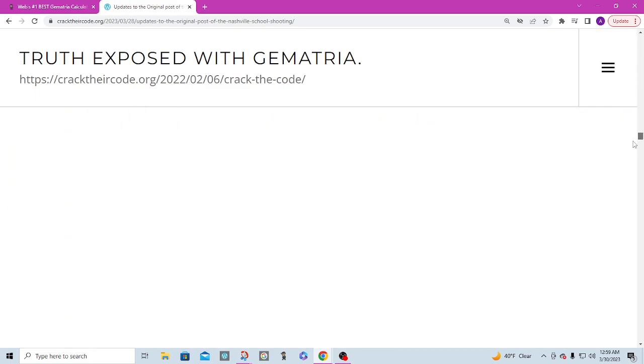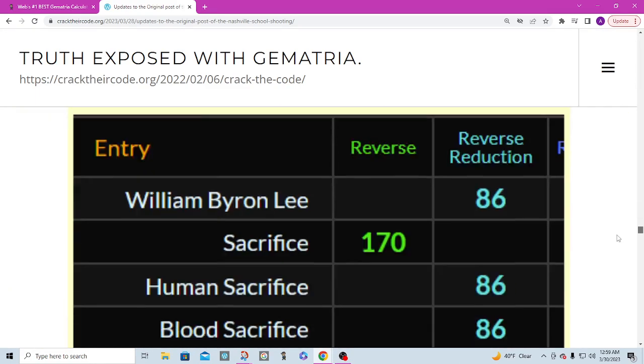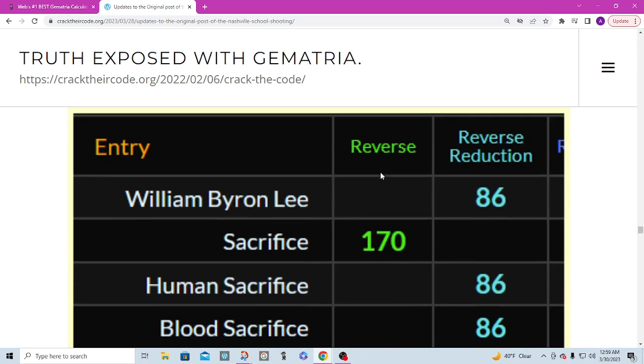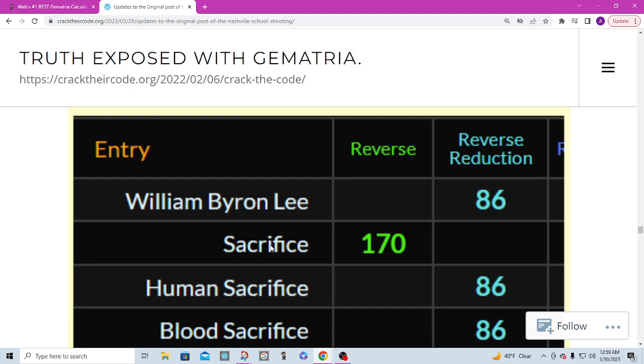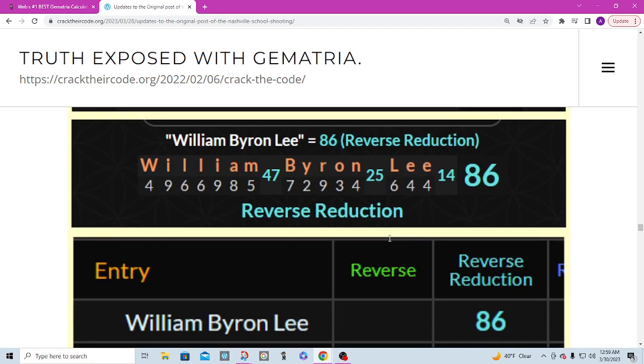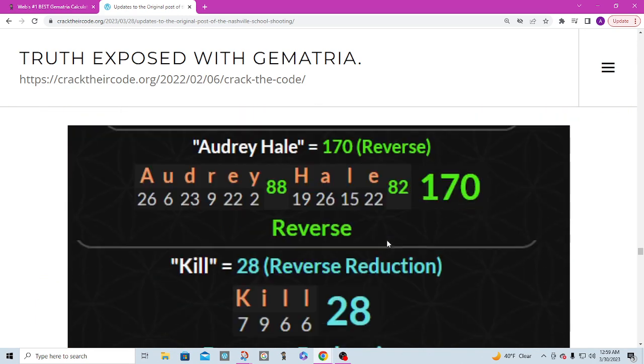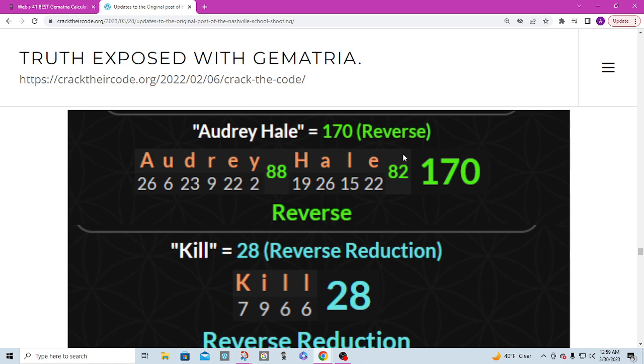If you're new here. If you're not new here, you already know. But okay, so look, we had the gun violence, right? And it was 170 days from this governor's birthday because they're always connected. So we have gun violence, 170 days from the birthday. On the sacrifice date, this happened on the 86th day of the year. Sacrifice is 170. And then they released the name of the girl, and her name is 170, right? So we got the 170s down.